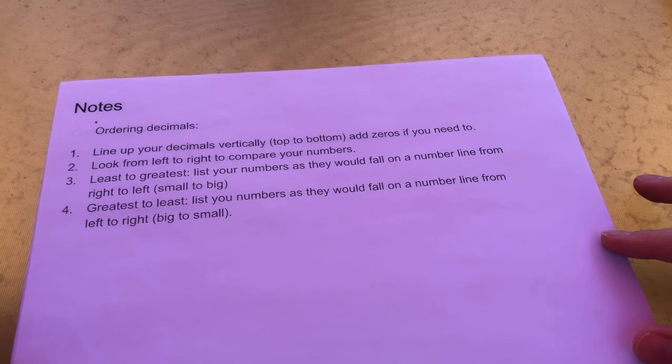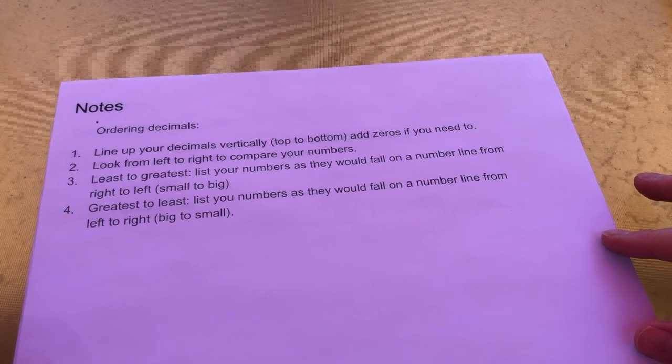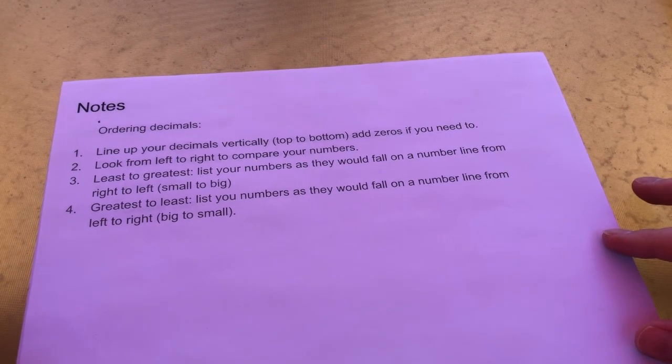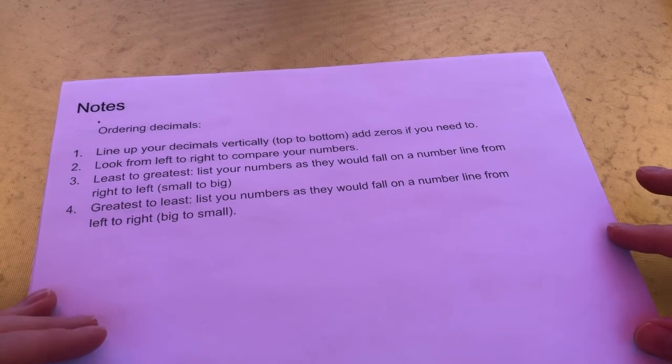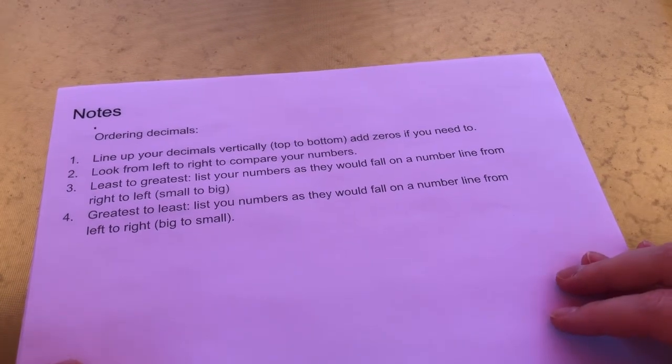So if they want it least to greatest, then you're going to list your numbers as they would fall on a number line from right to left. So you want the smaller numbers to the bigger numbers. Then if they want greatest to least, you're going to list your numbers as they would fall on the number line from left to right, so big numbers to small numbers.